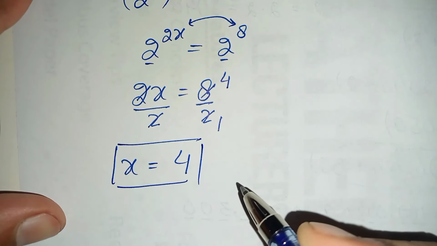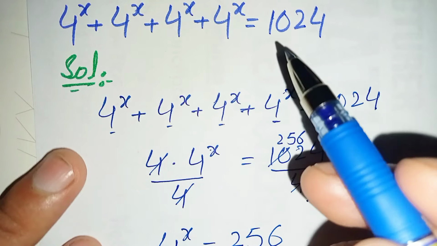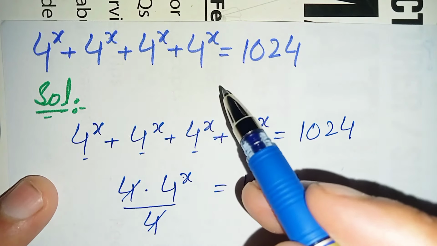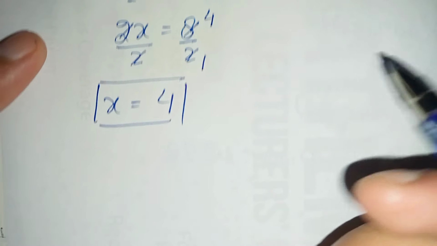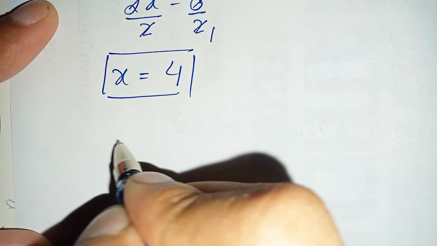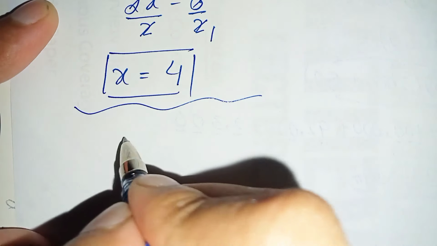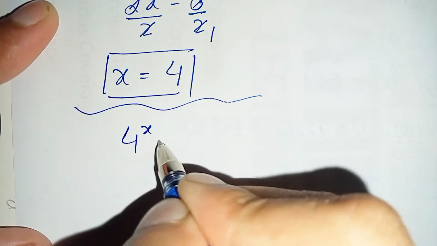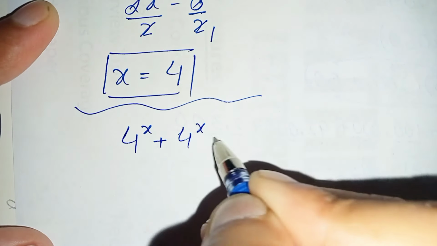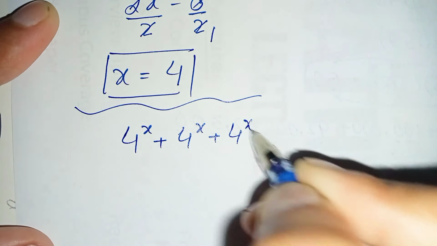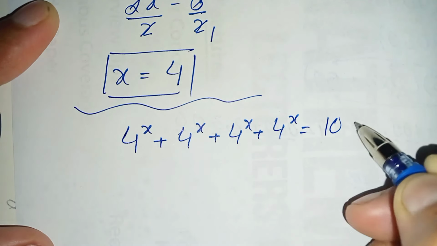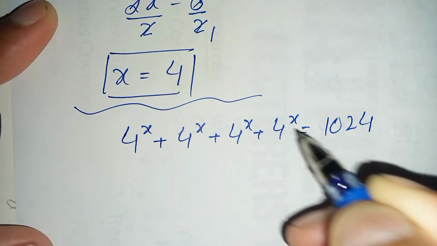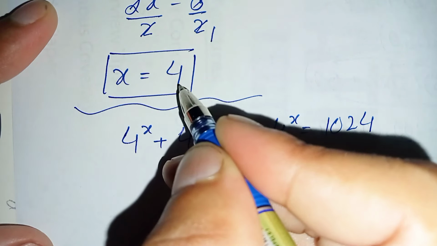Now here we will try and verify that x = 4 is the exact and correct value and solution of this exponential equation or not. So we will verify it here. Now to verify it, we will rewrite the problem here. Now the problem is 4^x is added 4 times. So 4^x + 4^x + 4^x + 4^x = 1024. Now here we will replace x with its value, that is 4.